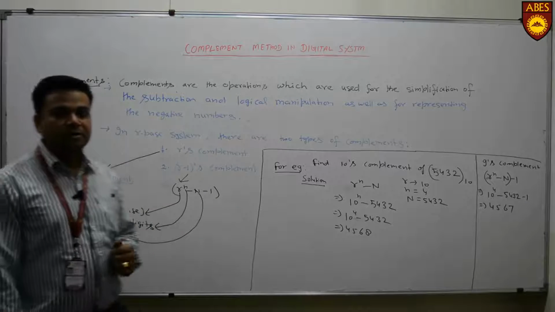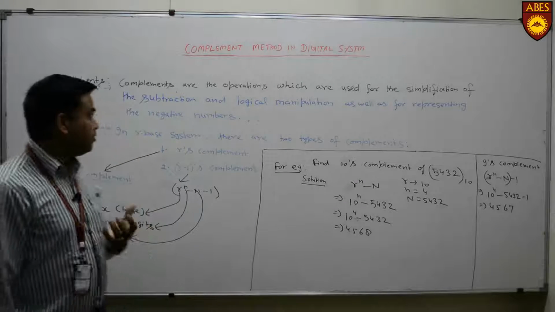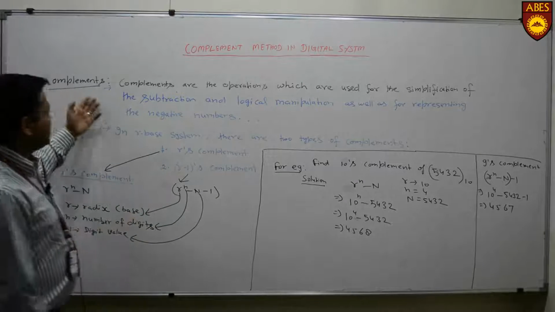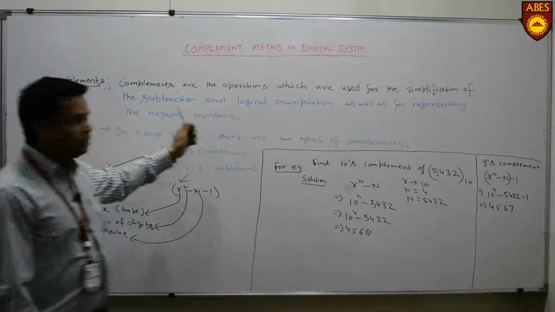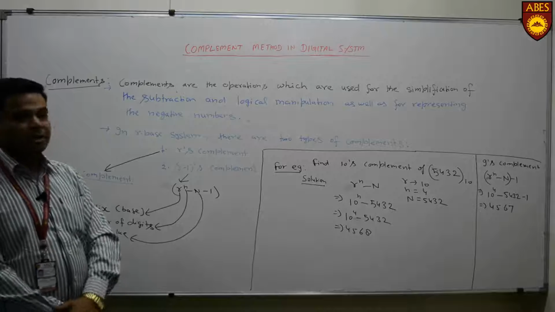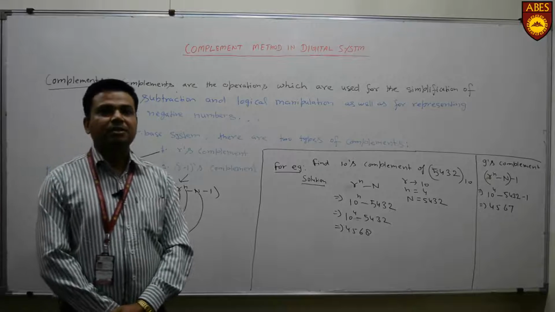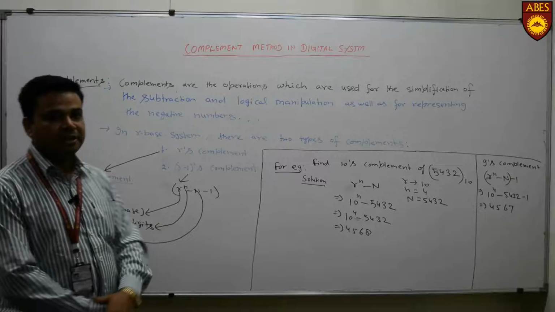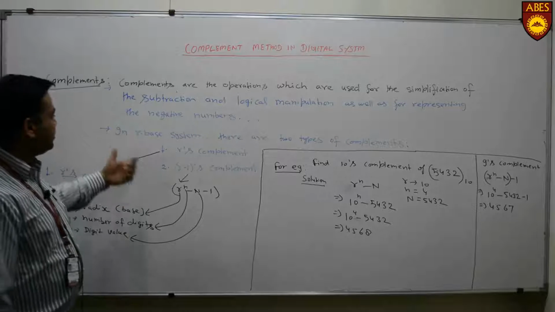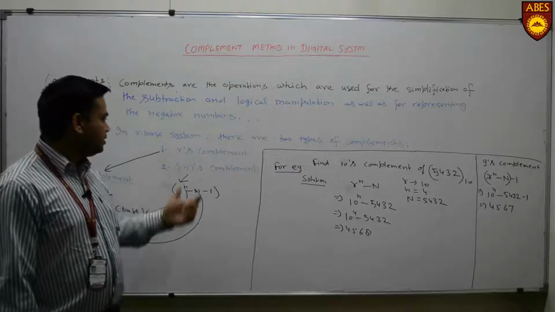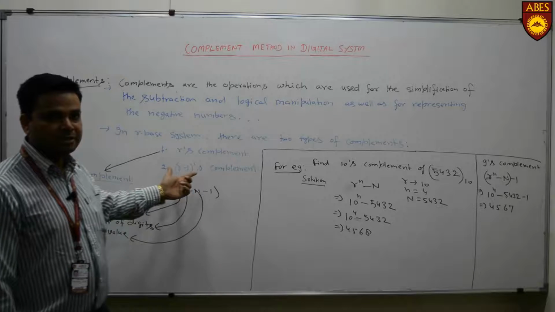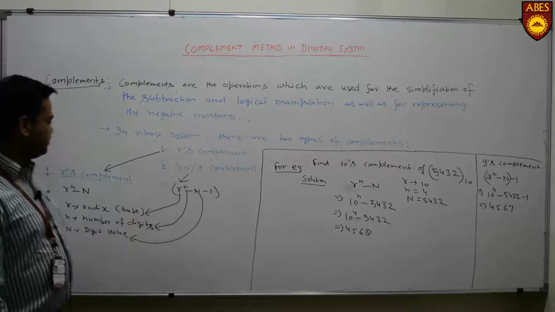If we talk about the complement methods, what are complements? Complements are operations which are used for the simplification of subtraction and logical manipulation, as well as representing negative numbers. Second, in an r-based system there are two types of complements. One is the r's complement and the other is the r minus 1's complement.